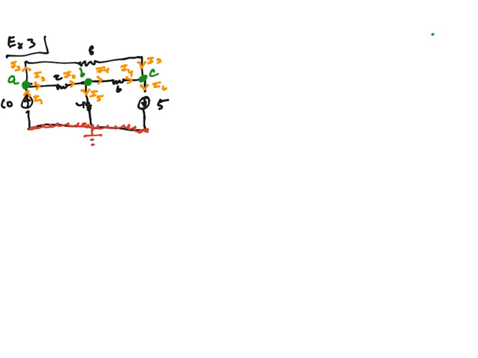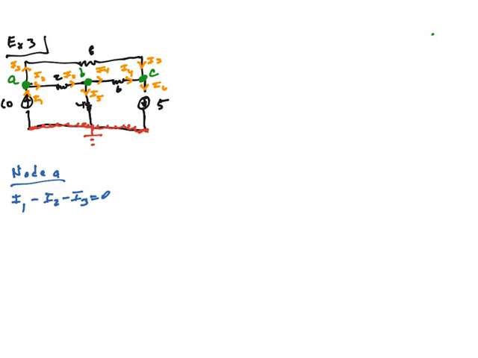Let's take node A first. Node A. So what's going on at A? Well, I1's coming in. I2 is leaving to the right. And I3 is leaving up. Equal to 0. There's KCL for node A.